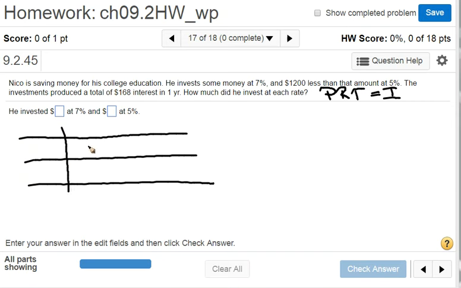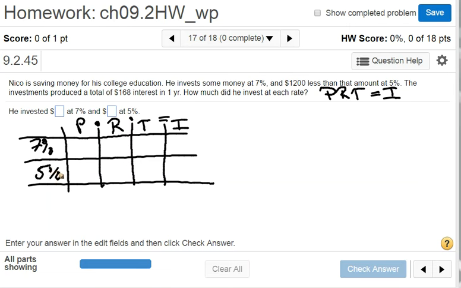And really this is just a mixture problem, and we're mixing money from these two accounts. We're mixing the interest. So I have P, R, T, and then I have I. I know principal times rate times time equals interest. I know I have a 7% account, and I know I have a 5% account. I know that my total interest is $168. So my interest between those two accounts has to add up to that 168. And let's see, what else do I know? My time is going to be 1 year.